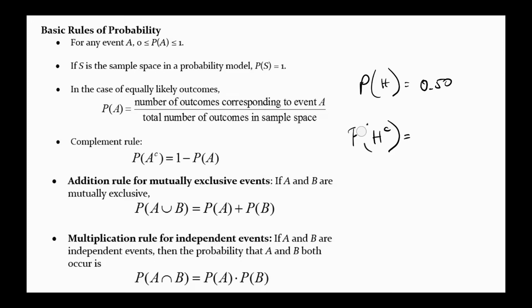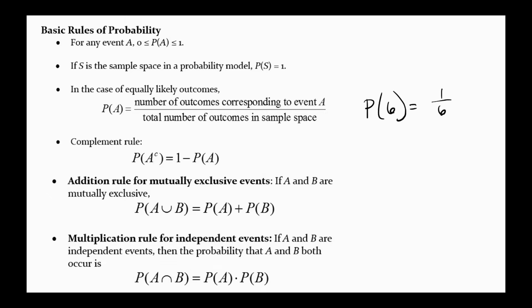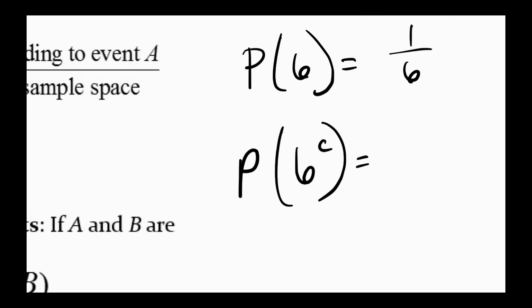Let me write it a different way. Let's talk about a die. What's the probability that I roll a 6? We said 1/6, right? What if I change it like this? The probability... what that means with the C means is what's the probability that I don't roll a 6? So that'd be 5 out of 6, right? Well, what this says is the probability of this will always be 1 whole minus whatever this is.